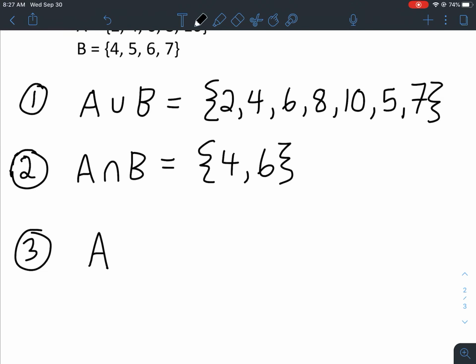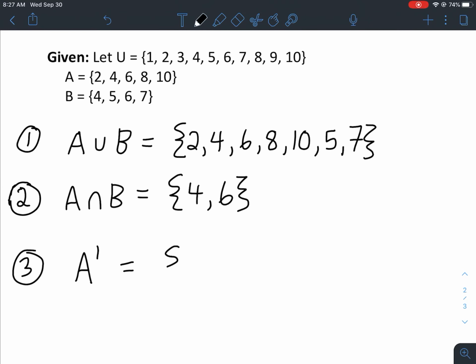So for number 3, we want to find A complement. So that's that 1 as the exponent. That means complement. So what A complement means is we're looking for everything that's in the universal set that's not in A. So we're looking for what are numbers in that set U that are not in A. Well, 1 is not in A. 3 is also not in A. 5 is not in A. 7's not in A. And 9's not in A. So all those odd numbers. So that would be A complement right there.